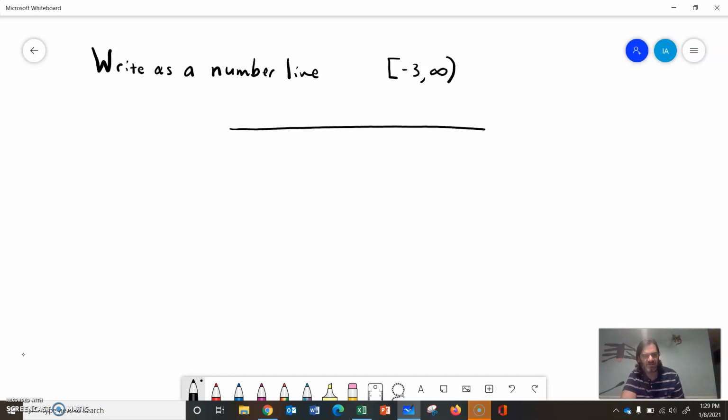Okay. So first of all, I always put 0 on my number line. -3 is less than 0. We know infinity is going to the right over here, but let's see here. What can we do?